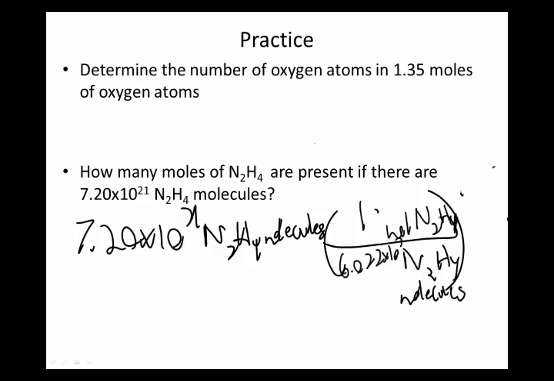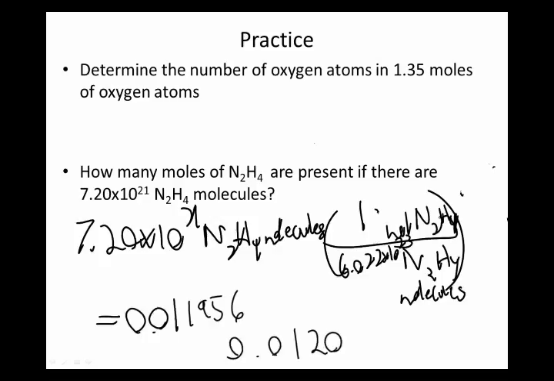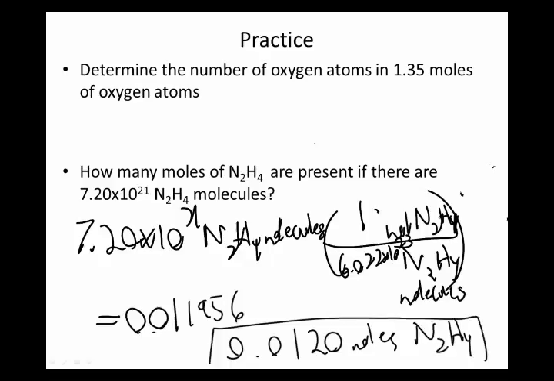6.022 times 10 to the 23rd, and for my answer, I will take 7.20 times 10 to the 21st divided by 6.022 times 10 to the 23rd, and I get 0.011956, rounded to 3 significant figures. That's 0.0120 moles of N2H4. Okay? That's how you use this first of our tools, the conversion between moles and particles.